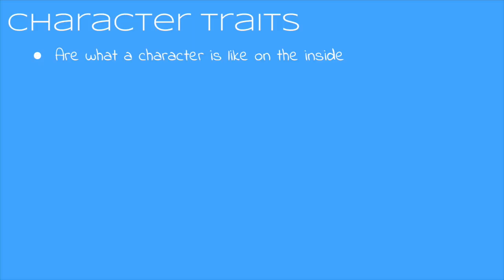Character traits are what a character is like on the inside. Don't describe them on the outside by saying things like they were pretty. You want to describe what they're like on the inside. So you might want to use words like friendly or helpful rather than fast, because that describes how they're acting.